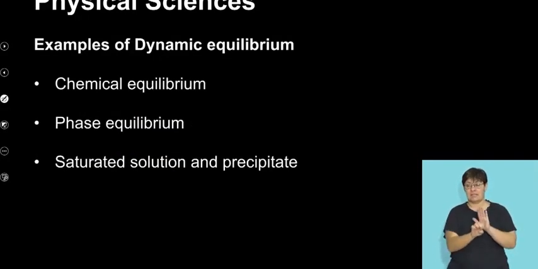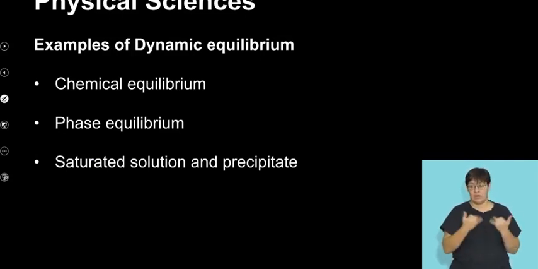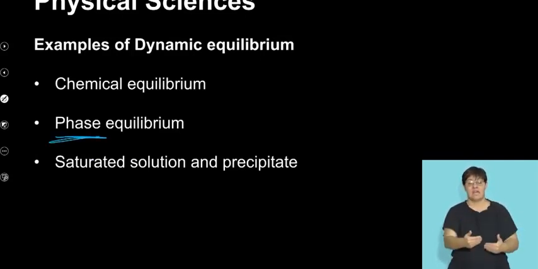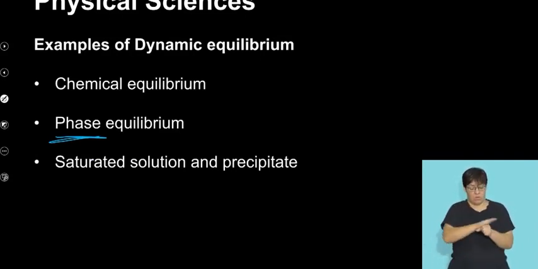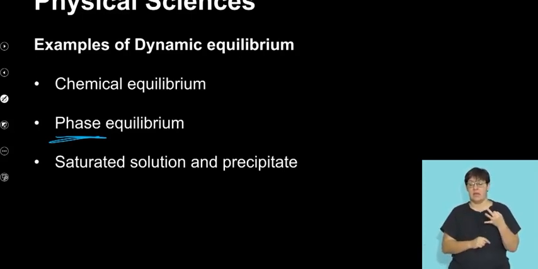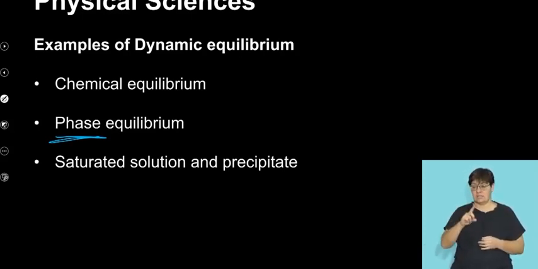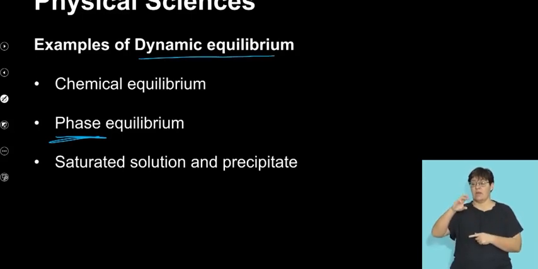Examples of dynamic equilibrium are chemical equilibrium, as we've done just now. We also have phase equilibrium. Think of something that's in a closed container that's allowed to evaporate. And then saturated solution and precipitate, we also have a dynamic equilibrium in that system.